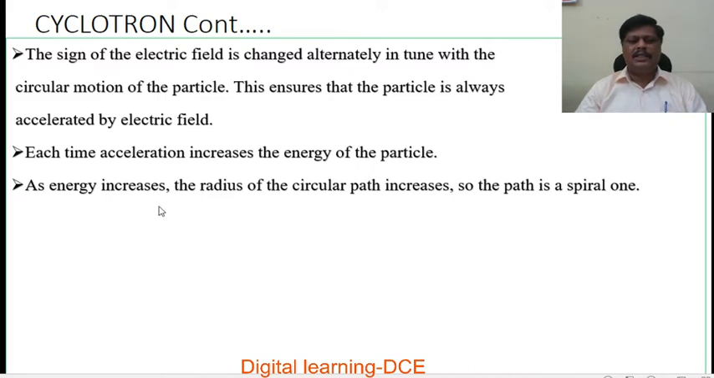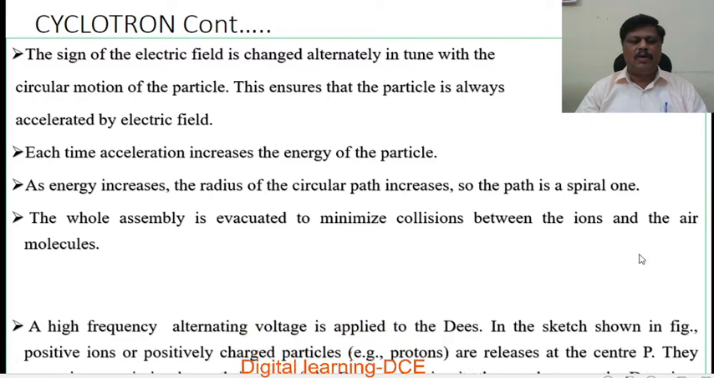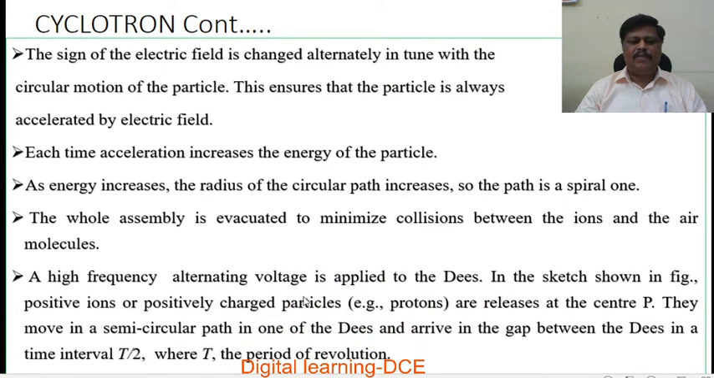As energy increases, the radius of the circular path increases. So the path is a spiral one. The whole assembly is in an evacuated chamber, and it is evacuated to minimize collisions between the ions and the air molecules. A high frequency alternating voltage is applied to the Ds.